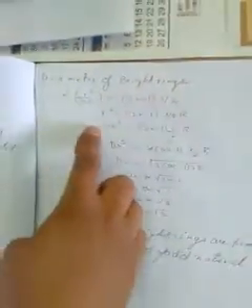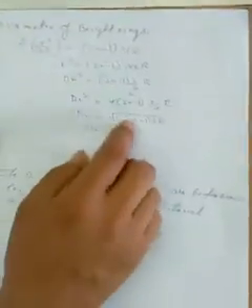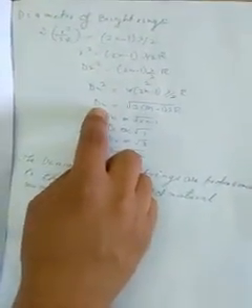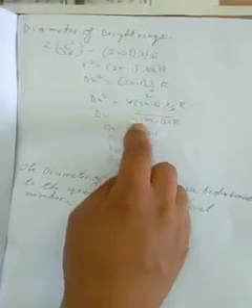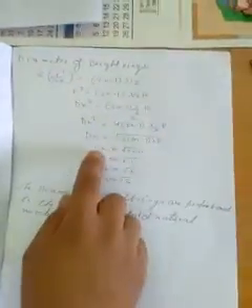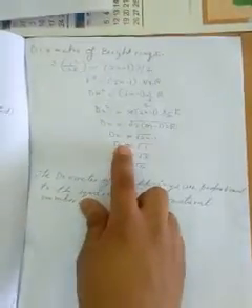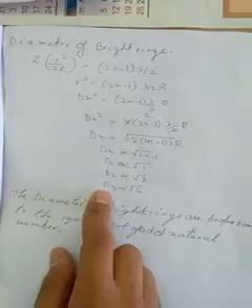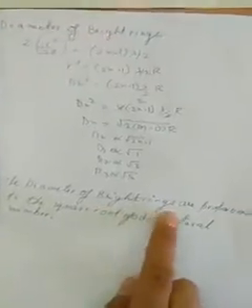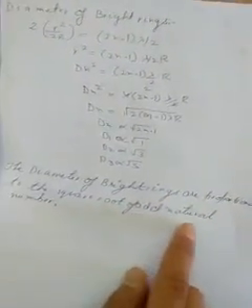Then for the diameter of bright fringe, we put those values, and we get Dn square is equal to 2(2n minus 1) lambda R. Then D is proportional to the square root of (2n minus 1). So when n is 1, D is proportional to square root of 1. When n is 2, it is proportional to square root of 3. When n is 3, it is proportional to square root of 5. So the result is that the diameters of bright rings are proportional to the square root of odd natural numbers.